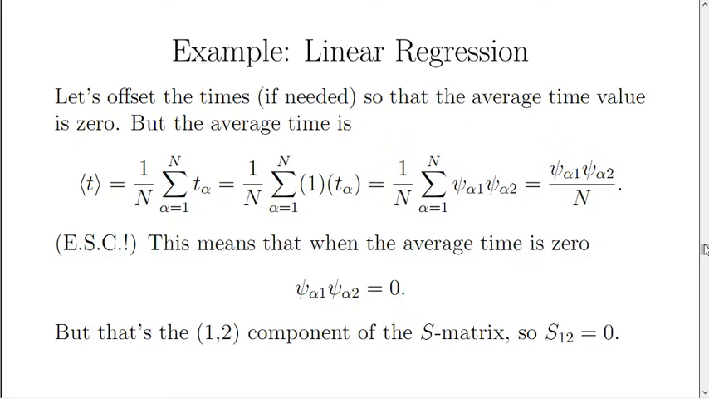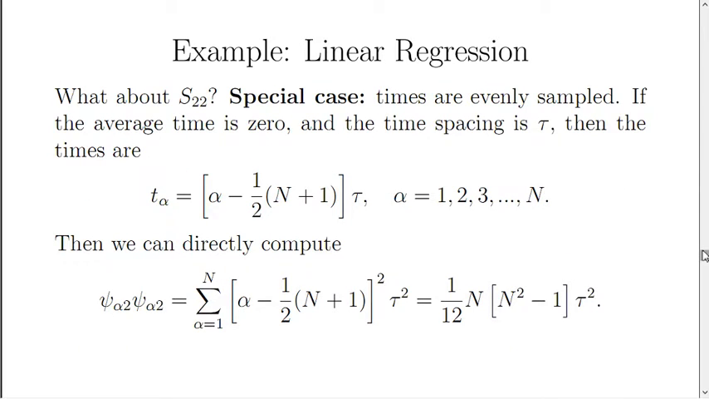We're going to offset the times, if needed, by a constant, in order to make the average time value equal to 0. But the average time is the sum of the times divided by how many there are, which happens to equal the inner product of the unit vector with the time vector divided by n. If we're insisting that that is equal to 0, that means that the inner product of the unit vector with the time vector is equal to 0. But that's the 1, 2 component of the S matrix, so S sub 1, 2 is equal to 0. The S matrix is symmetric, so the 2, 1 component is also equal to 0. How about the 2, 2 component?